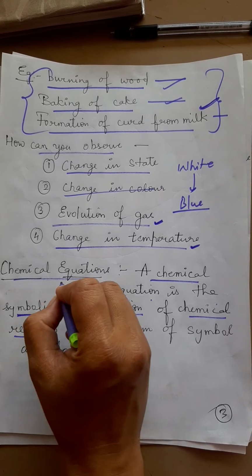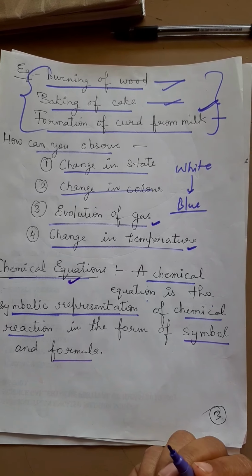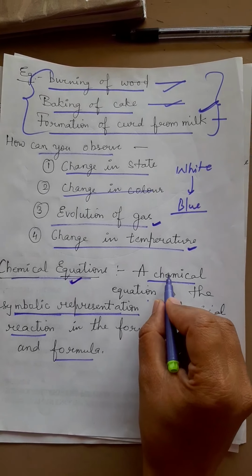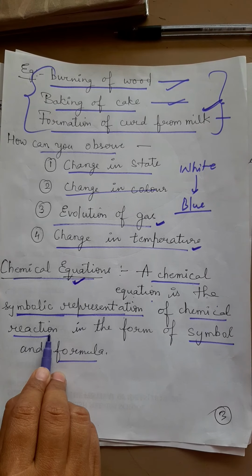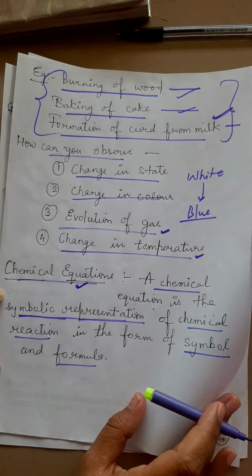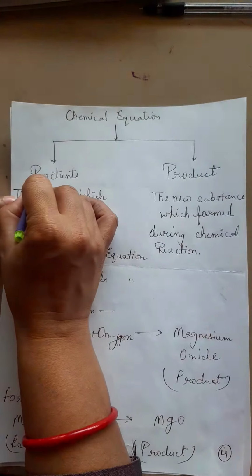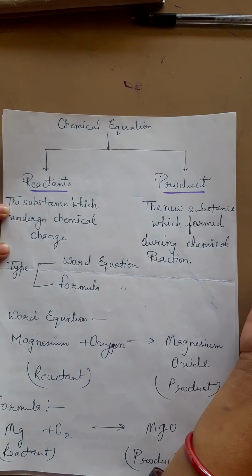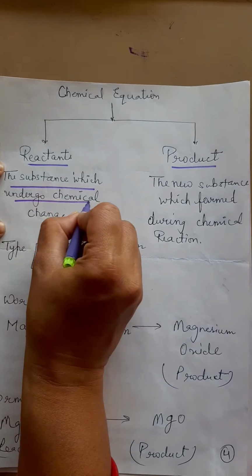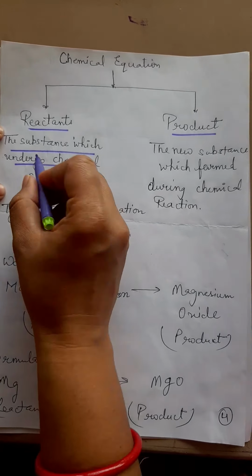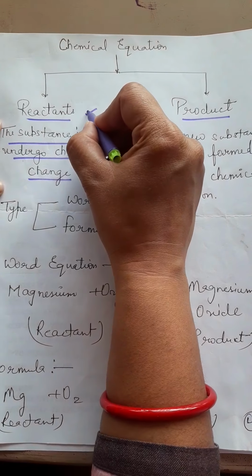Now we can represent it in two forms, symbolic form and formula form also. A chemical equation is the symbolic representation of a chemical reaction. You got it? Now, there are two parts of a chemical equation. One is reactant and the second is product. What is a reactant? The substance which undergoes chemical change is called a reactant.